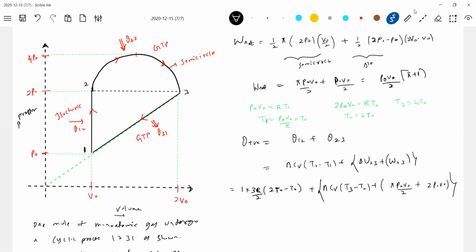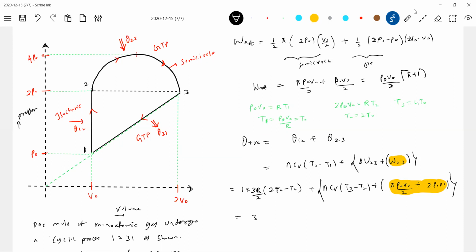So what is pi P naught V naught by 2? Area under semicircle. Next, area of this part, 2 P naught into V naught. Okay, I think I can help you at least this much. That yellow color is because of that one. Let me go for the next part here.